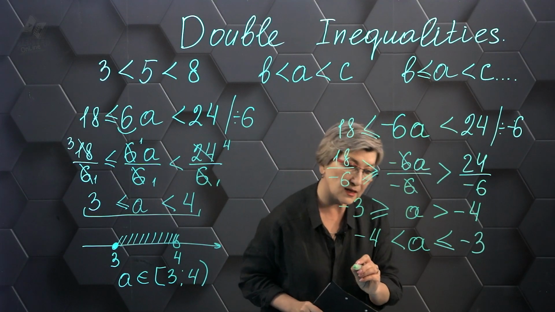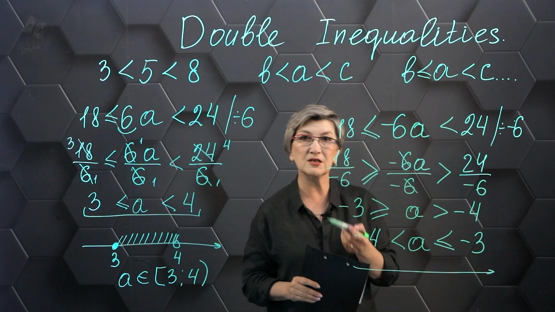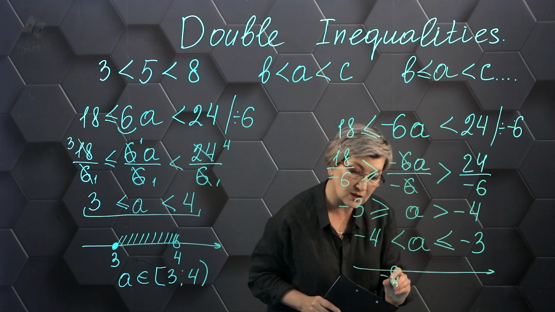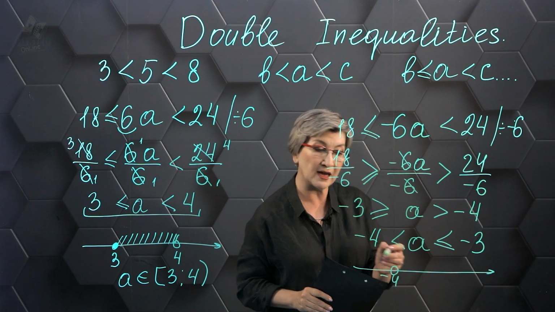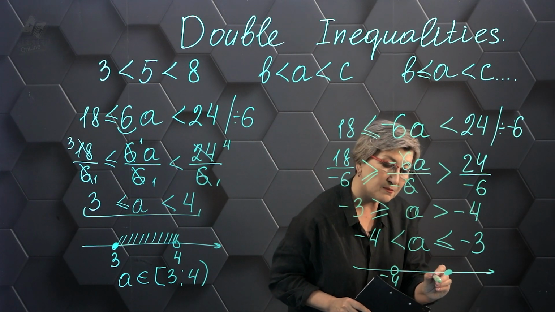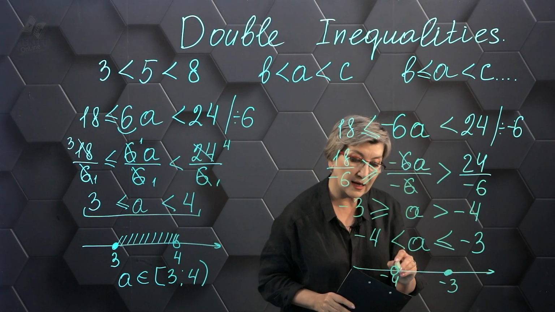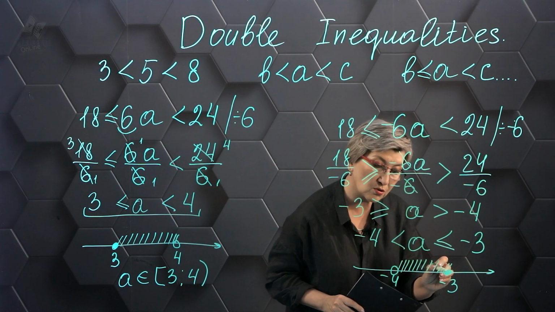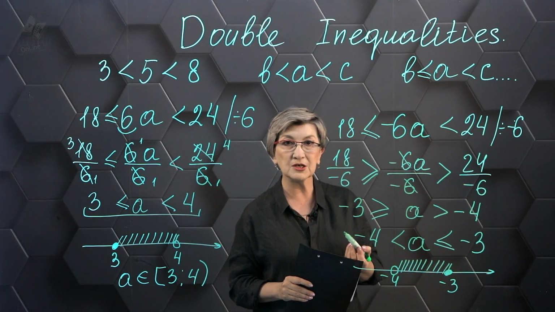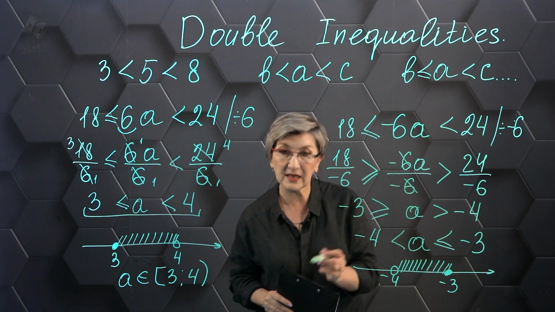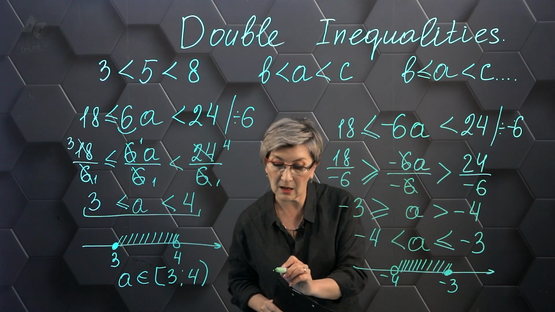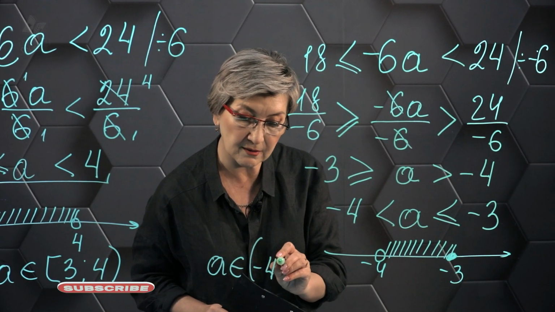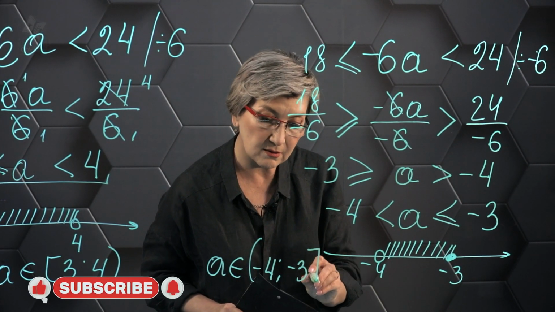Then, when I show the solution to this inequality on the number line, the number minus 4 will be located to the left of the number minus 3. Then, the interval from minus 4 to minus 3 will be the solution to our inequality. We can express this as a numerical interval. A is in the segment from minus 4 to minus 3 inclusive.